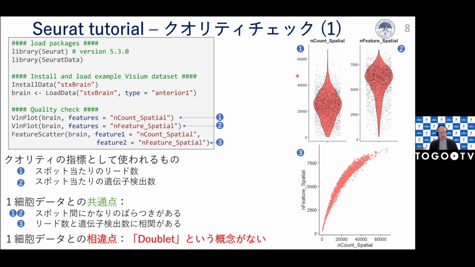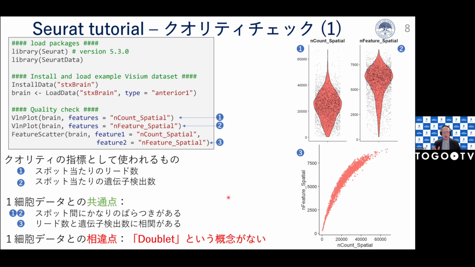I cannot explain in detail now, but we get the micro droplets, and they might contain not one cell, but two cells. So we call it a doublet.